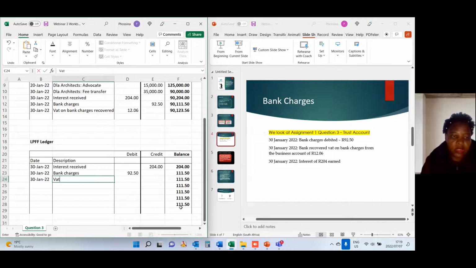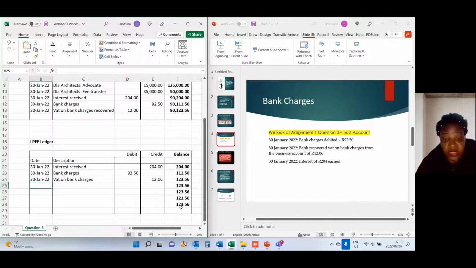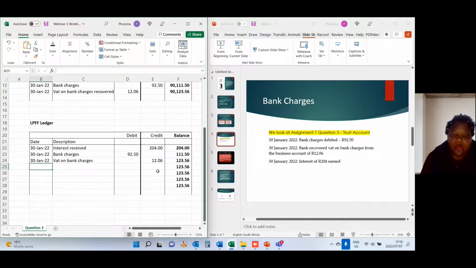And that amount, VAT on bank charges, is more like recovered on behalf of the fund. The fund is now the one which is going to receive. So at the end of the day, you would find the bank will pay over to the fund an amount of 123.56, which is our 204 minus our bank charges. So it should be net of VAT.